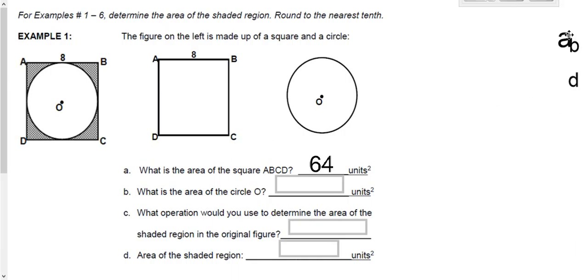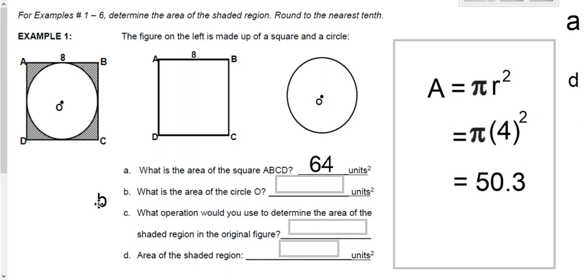Next, we're going to find the area of the circle, because again, we're taking that total square minus the circle. So the circle, what is the area of the circle? So area of a circle is pi times the radius squared. Now how do I know the radius? Well, you look at this picture, all the way across the square, which is the same thing as all the way across the circle. So that diameter, not the radius, is 8.